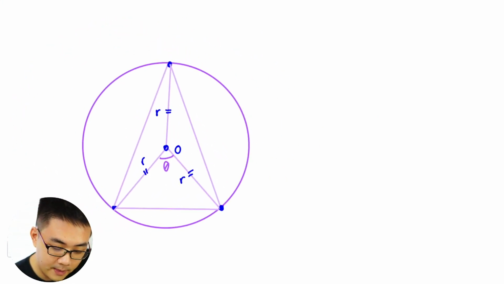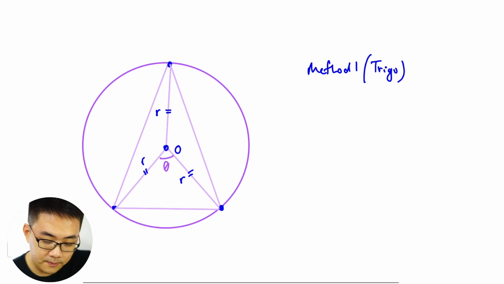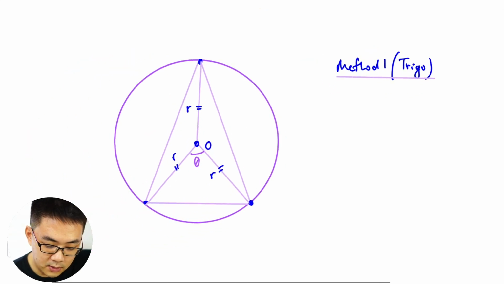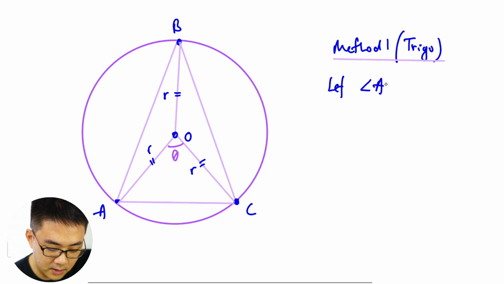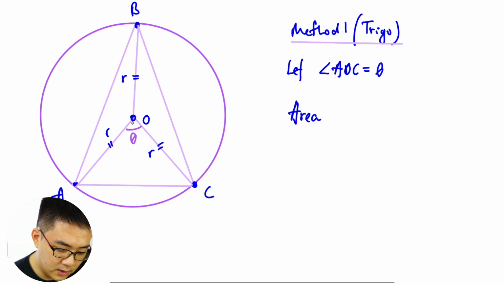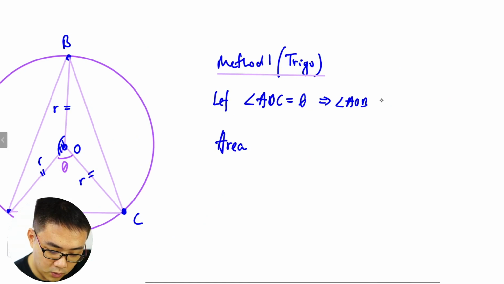So method 1, I'm going to use trigo. Okay, this part here, I'm going to just let this angle be theta. Then let me label A, B, C here with the diagram. So let angle AOC be theta. It's pretty okay. Once you're done already, you can actually find the area. So this one here will be this angle here. Hence this one, AOB, will be (2 pi minus theta) divided by 2, right?